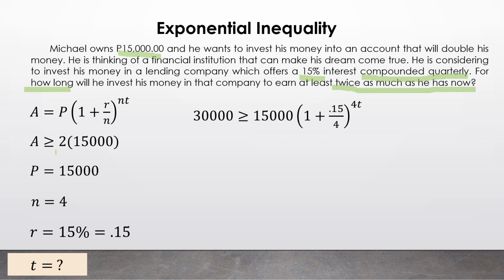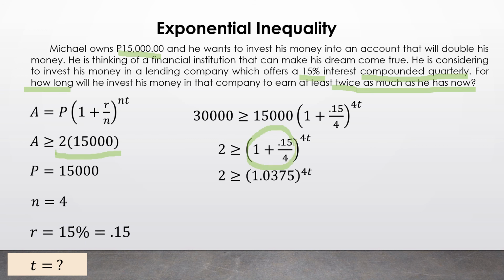So this 2 times 15,000 is also equal to 30,000. Is greater than or equal to 15,000 times the quantity 1 plus 0.15 over 4 raised to 4t. So by dividing both sides by 15,000, we have 2 is greater than or equal to the quantity 1 plus 0.15 over 4 raised to 4t. So na-simplify natin itong nasa loob ng parenthesis. We have 2 is greater than or equal to the quantity 1.0375 raised to 4t.